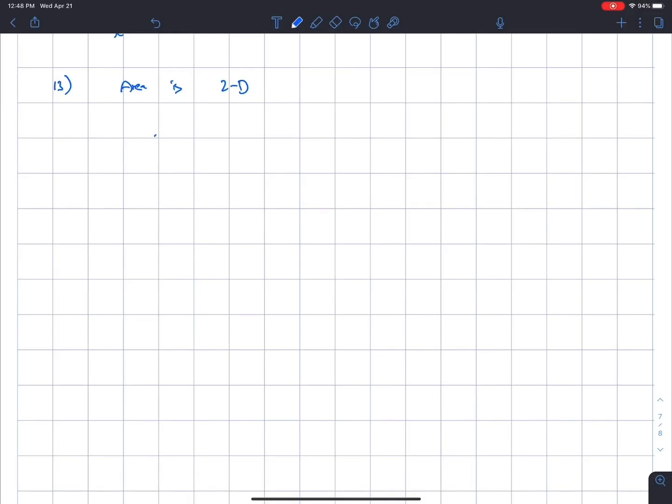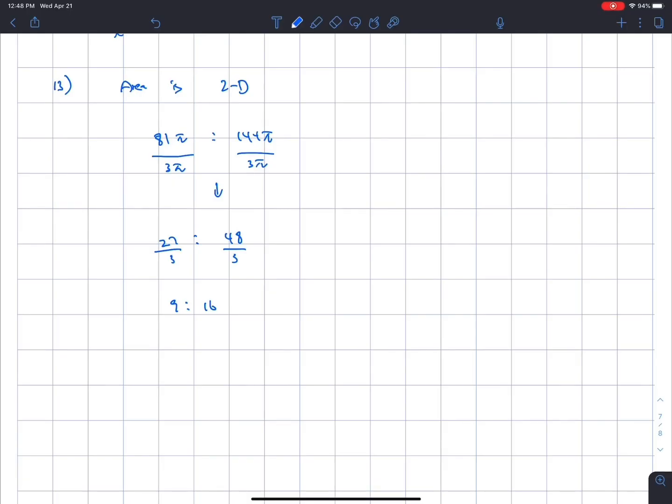So the ratio between the area, 81 pi to 144 pi, we can first simplify this. We can divide both sides by 3 pi. So if we do that, we should get 27 to 48. We can divide both of them by 3 again. We get 9 to 16.